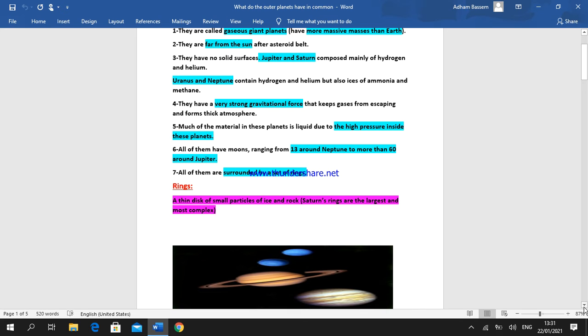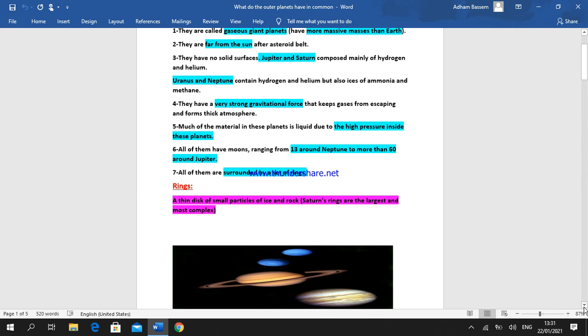Again, we will talk about the outer planets and the common characteristics between them. Number 1, they are gaseous giant planets, and they have more massive masses than Earth. They are far from the sun and they are located after the asteroid belt.